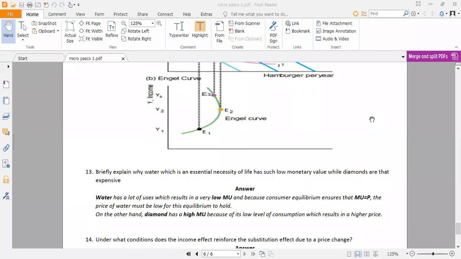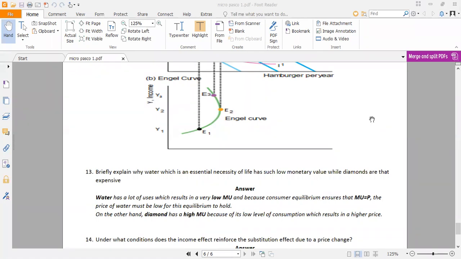So something like water has a lot of uses. We're always using water. So the marginal utility of water is very low. So to ensure equilibrium, price too has to be low before marginal utility will be equal to price. That is why the price of water is that low. But if you take something like diamonds, how often do we use diamonds? So the marginal utility of the diamond is very high. And as a result, price has to be high to ensure equilibrium.